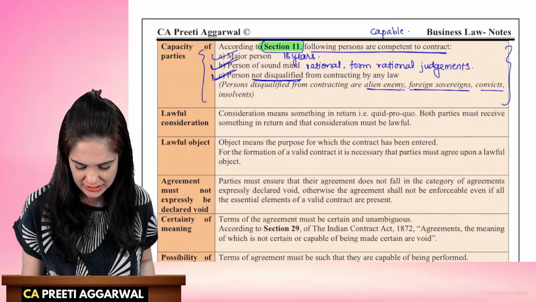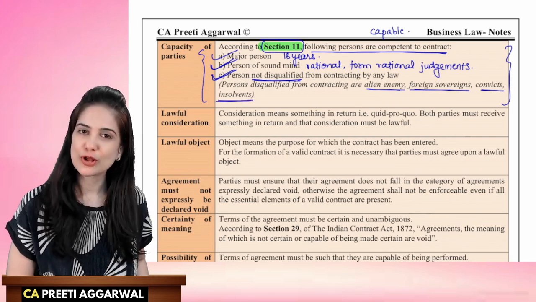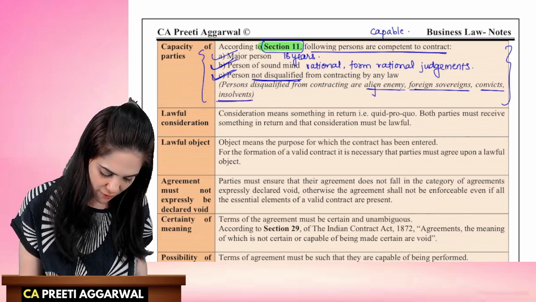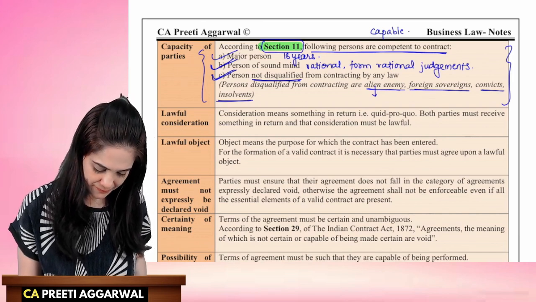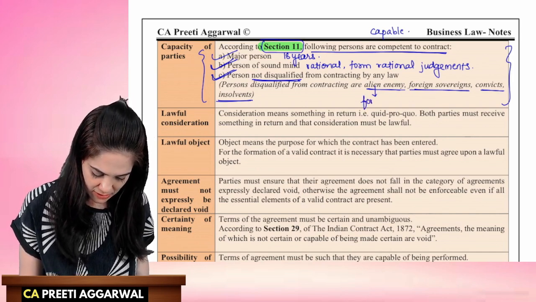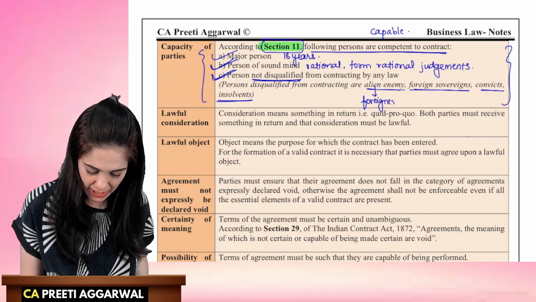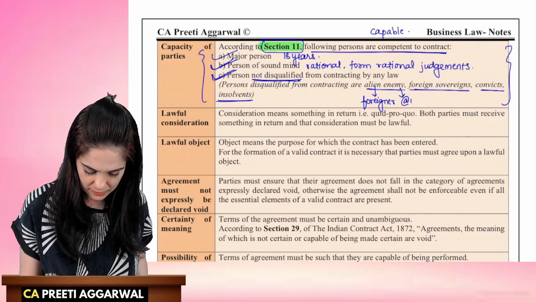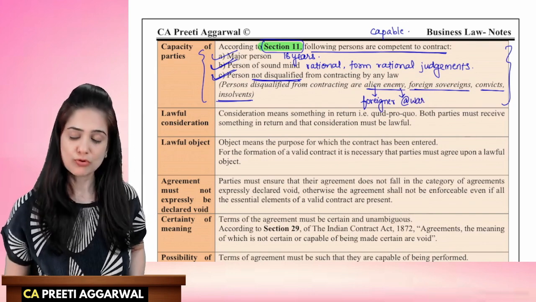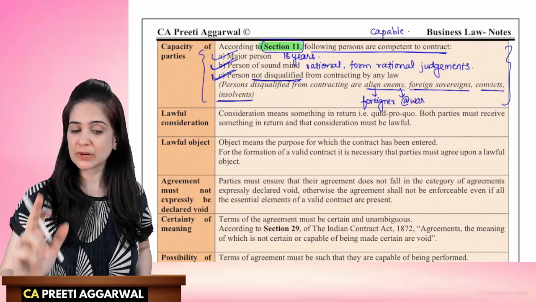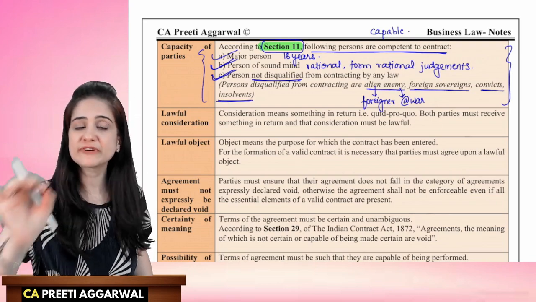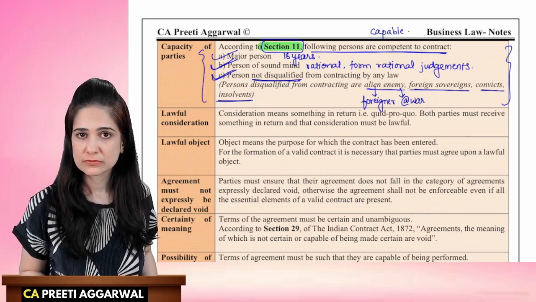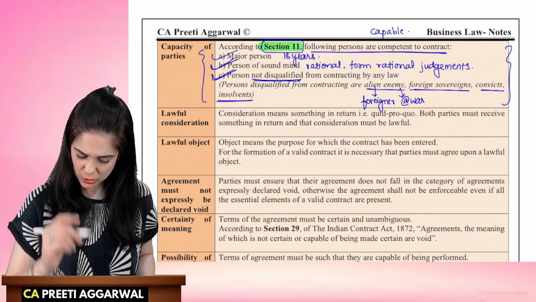Foreign sovereigns, convict, insolvent. See, alien means foreigner. And enemy means we are at war with that person. So you cannot enter into contract with a person who is a citizen of a country with whom we are at war. You can't enter, they are disqualified.